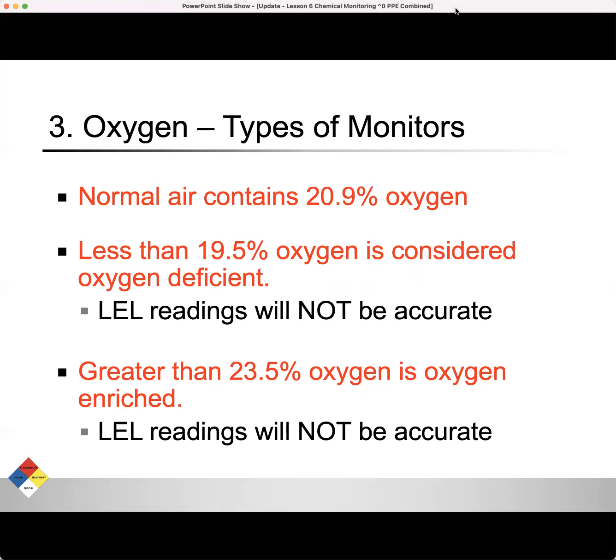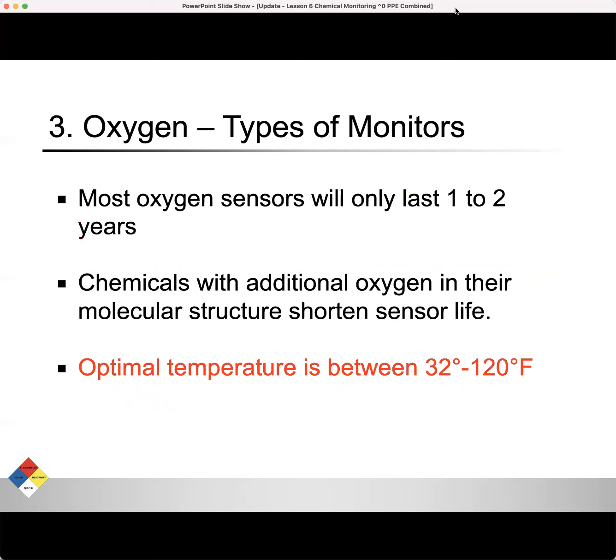On the other end, greater than 23.5% oxygen is called oxygen enriched. Also, your LEL readings will not be accurate. Most oxygen sensors only last 1 to 2 years. So you're going to be changing them out and they can get relatively expensive.